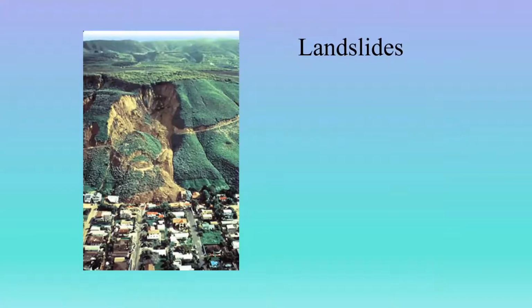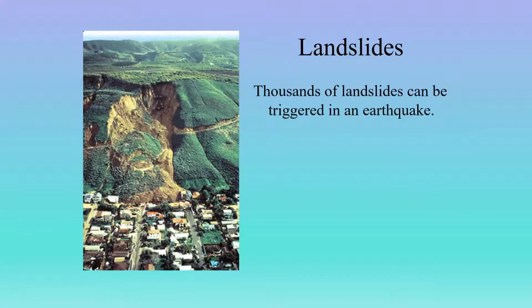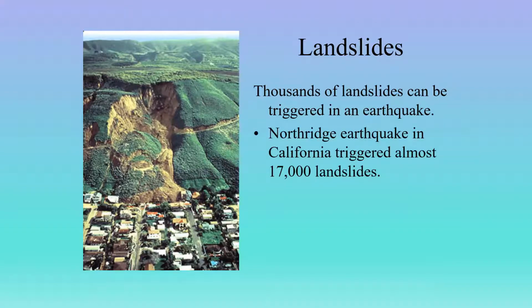Next hazard, landslides, right? Thousands of landslides can be triggered by an individual earthquake. So the Northridge earthquake in California triggered almost 17,000 landslides, right? So this is loose sediment here. Here's one of them. They weren't all this large, of course, but this is a fairly large one. You can see this section of hill here, from the vibration, was kind of on the edge anyway, and it just loosened up and slid down the hill.